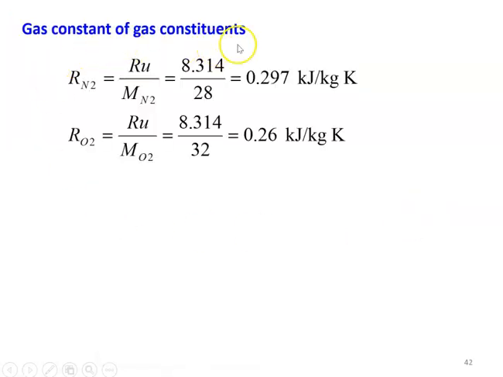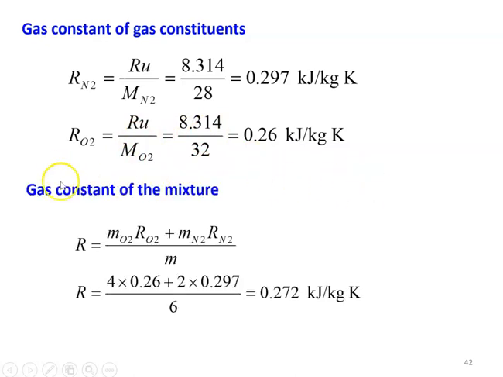So, we have to calculate the gas constant of the gas constituents. Gas constant for nitrogen, universal gas constant divided by the molecular weight, 8.314 divided by 28 equal to 0.297 kJ/kg K. And the gas constant for the oxygen, R_u, universal gas constant divided by molecular weight, 8.314 divided by 32 equal to 0.26 kJ/kg K. Then gas constant of the mixture, R for the mixture, m_O2 R_O2 plus m_N2 R_N2 divided by total mass of the mixture, which is 4 into 0.26 plus 2 into 0.297 divided by 6 equal to 0.272 kJ/kg K.